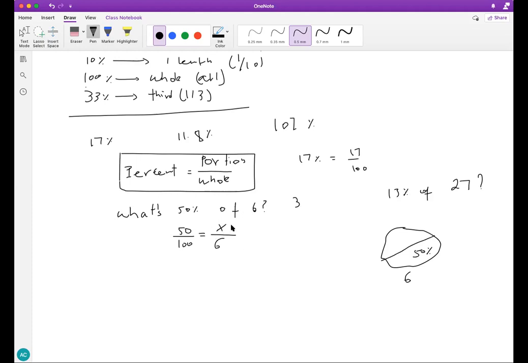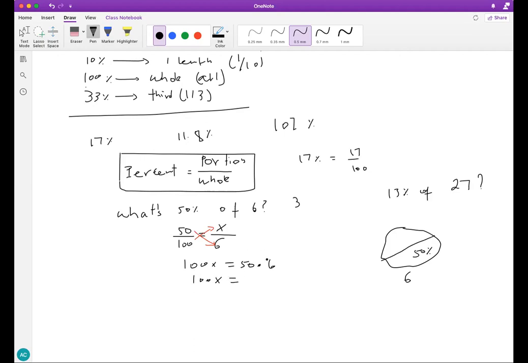What do you do now to solve for x? Cross multiplication. Exactly. So we're going to cross multiply. So 100 times x. Then 50 times 6. This is 100x.